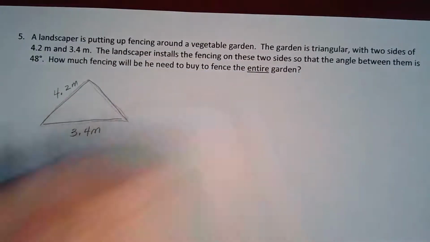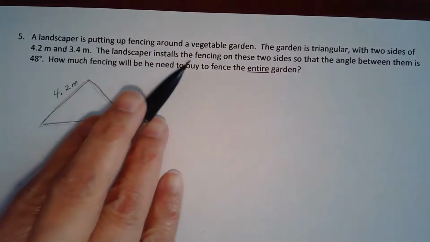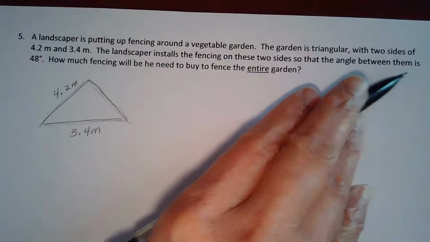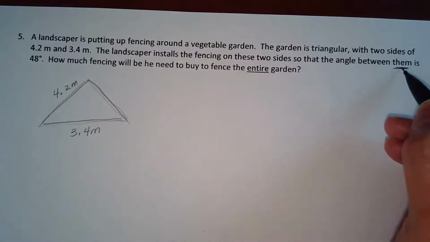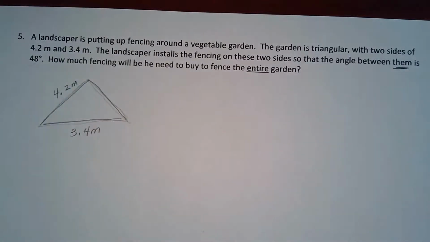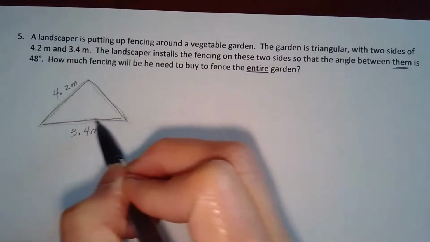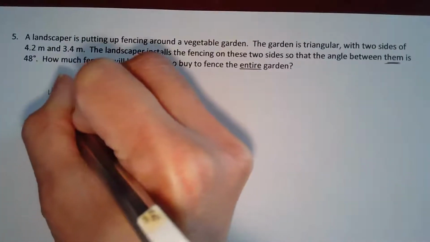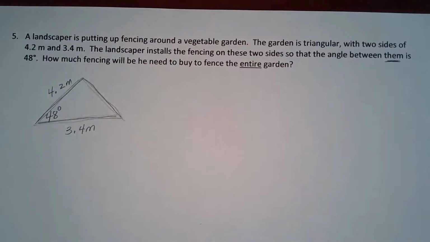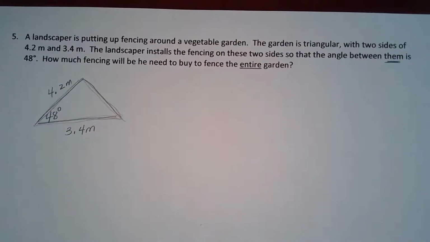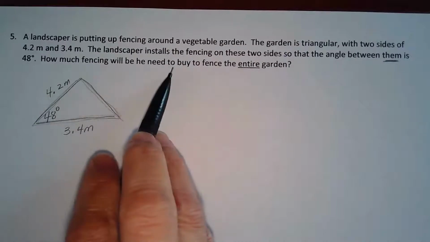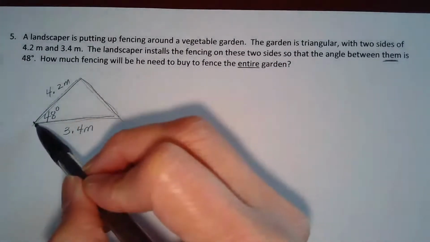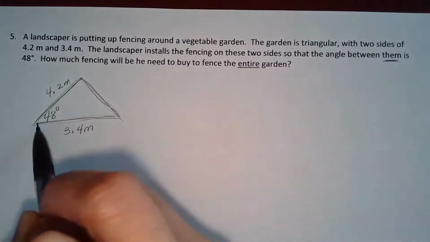So just say, okay, these are my two sides. And it says here, a landscaper installs a fencing on these two sides so that the angle between them is 48 degrees. So the angle between these two sides is 48 degrees. Okay, there you go. Now you're probably thinking, oh, what else do we need to do? How much fencing will he need to buy to fence the entire garden? So how much fencing does he need?